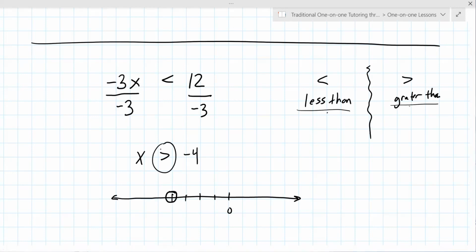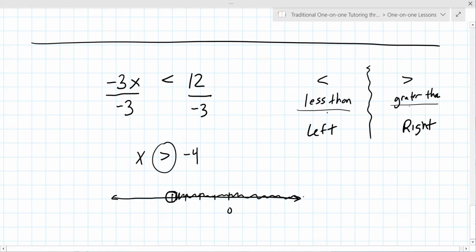Right. You go to the left. But it's greater than. Greater than means you go to the right. I feel like you're guessing, and we don't want to guess. I would say it's the right. Okay, it's right because it's greater than. Yeah. So you're going to shade all of this to the right.